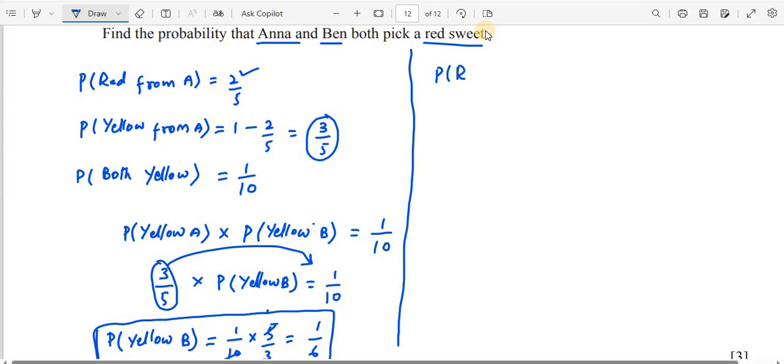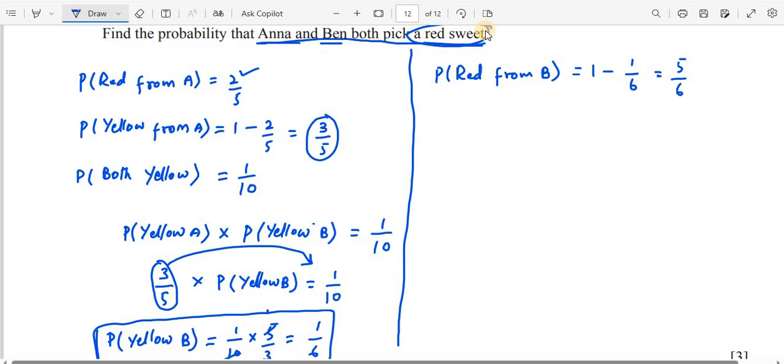Probability of red from B is equal to 1 minus 1 by 6. We get 5 by 6. Okay, and now we find the probability of both picking a red sweet.